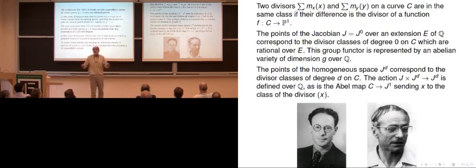Perhaps Weil's greatest achievement is showing that the Jacobian can be defined over the same field of definition as the curve. That's not an obvious statement at all.